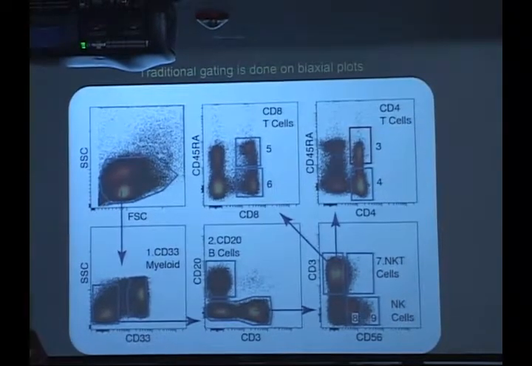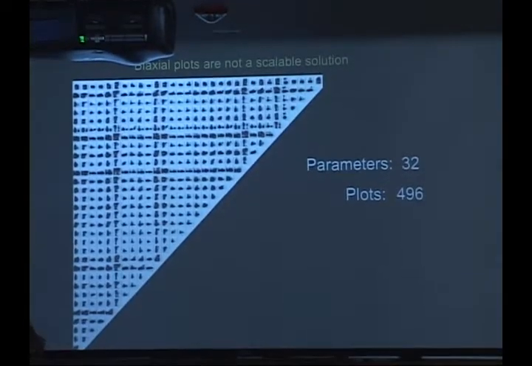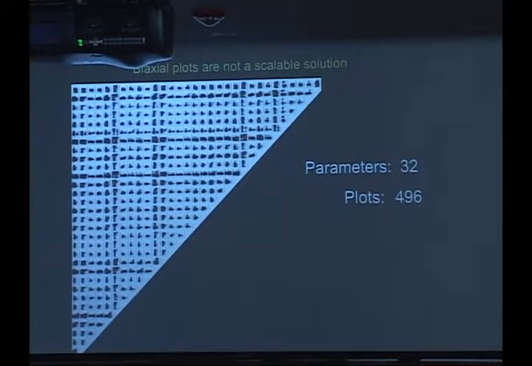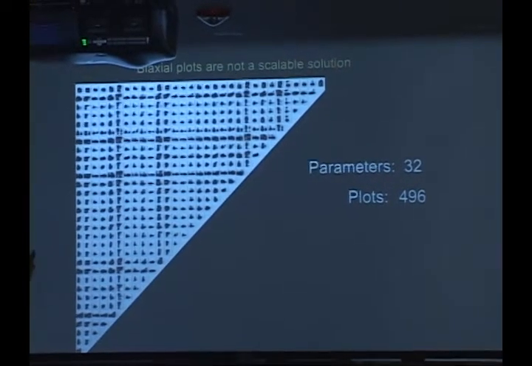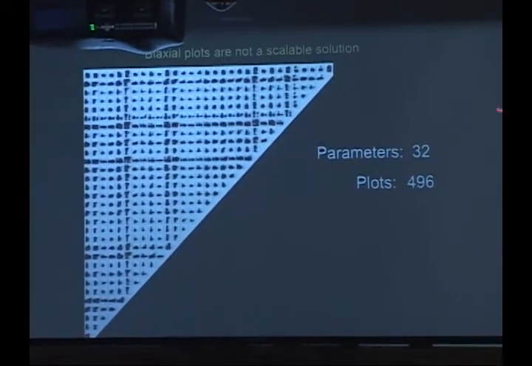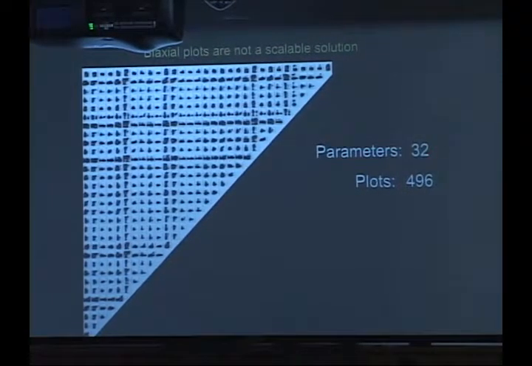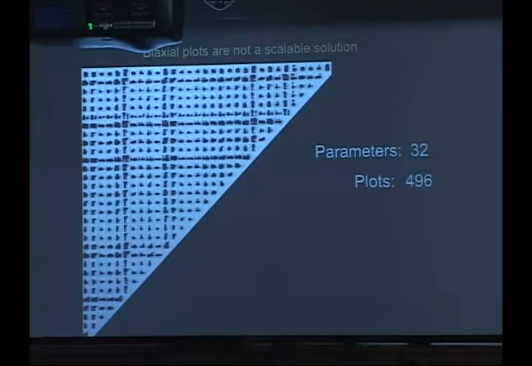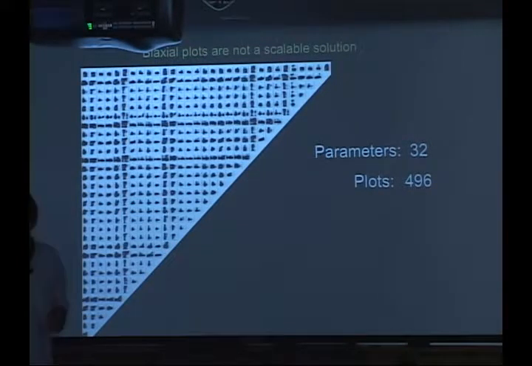People have already shown these slides a number of times, but I want to put a little different spin on it. Here you see that, of course, if you have 32 parameters, you have almost 500 biaxial plots to look at, which is one way of putting things, which is certainly true and scares you away from looking at all these plots.